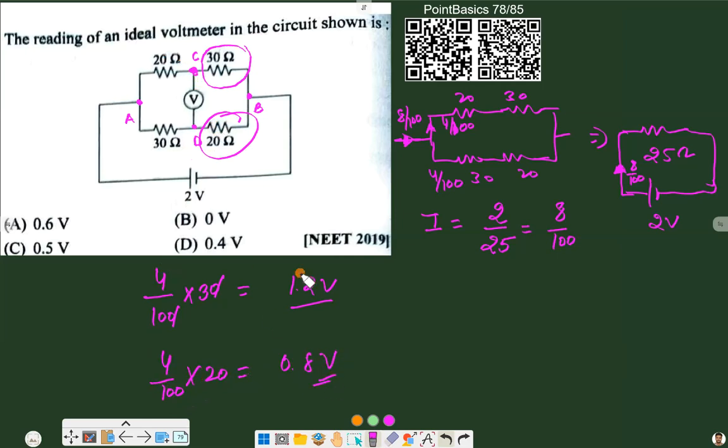So point C is at 1.2 volts potential, and point D is at 0.8 volt potential. The difference is 1.2 minus 0.8. So option D, 0.4 volt will be the final answer. Moving to the next one.